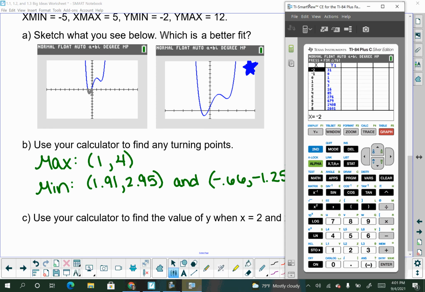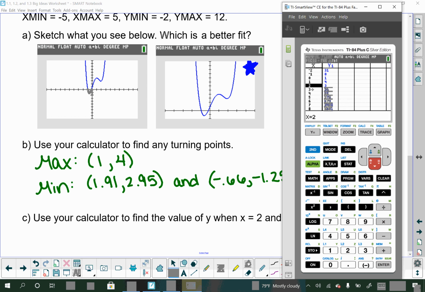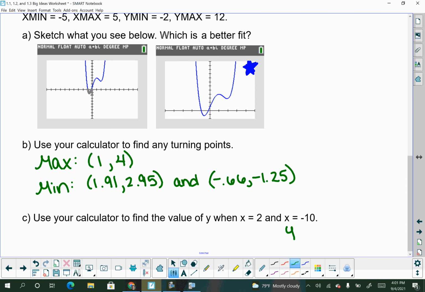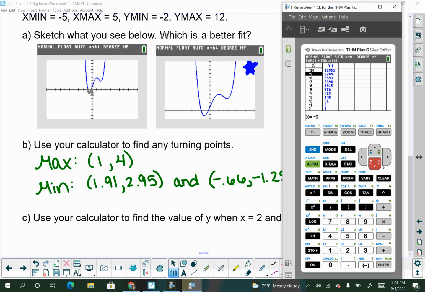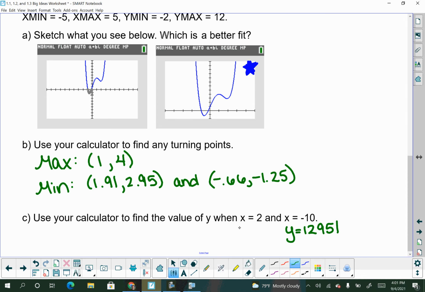Negative 10. So you can see when x is 2, my y is 3. When x is negative 10, I get 12,951. So let me write that one down. 12,951, I think it was. And the other one, when x is 2, it was y is 3.